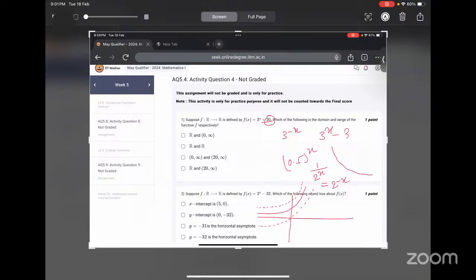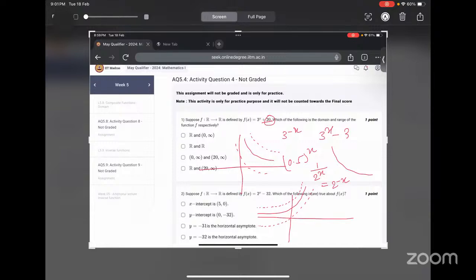If you are adding a positive constant, you have to shift it in the upward direction by that unit. And if you're subtracting a constant, you have to shift it in the downward direction. Similarly for the decreasing function, this is a typical figure. If you are adding something, you do this; if you are subtracting something, you do this.